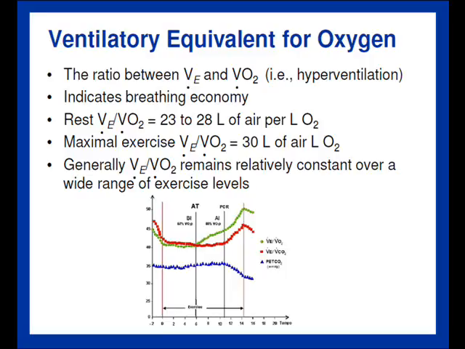So ventilator equivalent for oxygen, there's also one for CO2 as well. Let's just talk about O2 for now. This is the ratio between minute ventilation, VE, and VO2. And it can indicate breathing economy to us. At rest, that ratio is around 23 to 28 litres of air per litre of O2. At maximum exercise it goes up to about 30. It goes up primarily because you're driving up your minute ventilation. So if you drive up your minute ventilation more than your VO2, that number is going to increase. Okay.